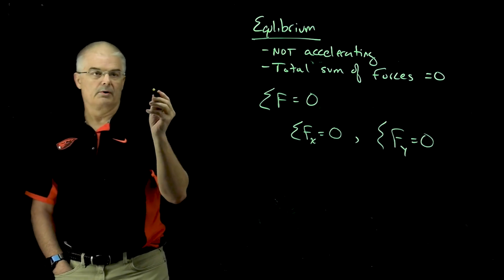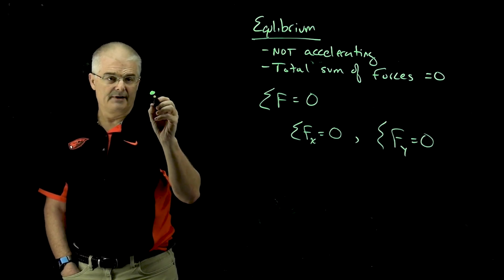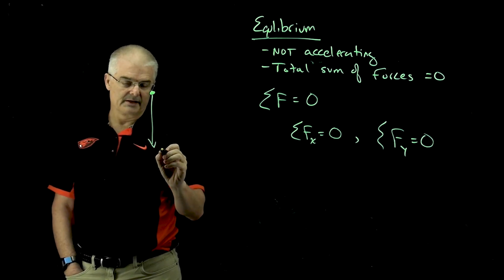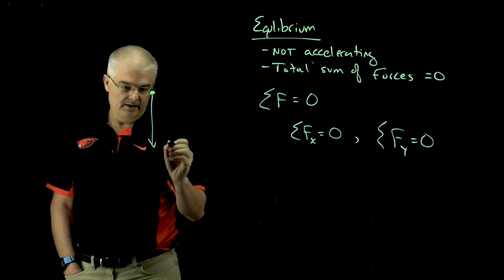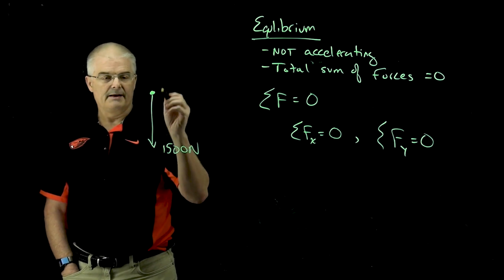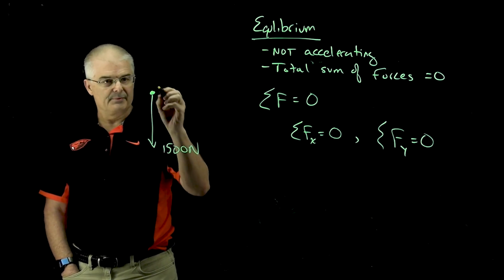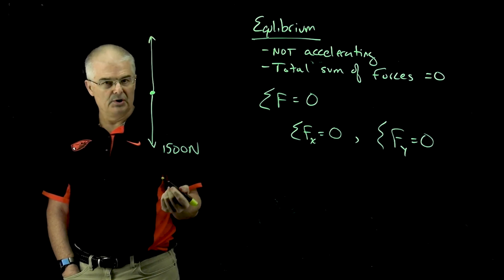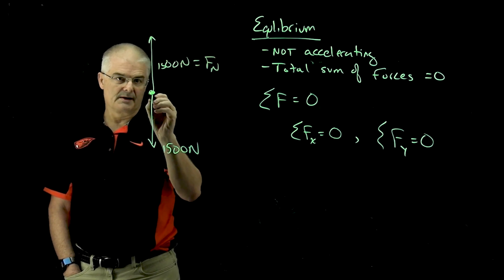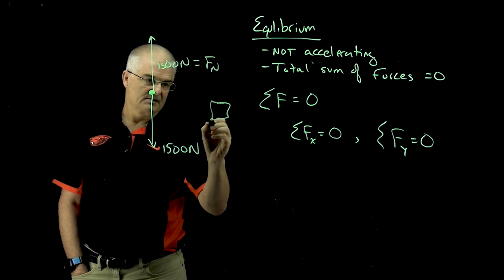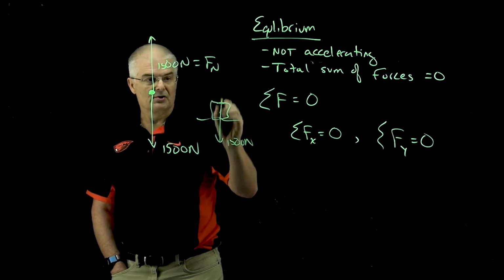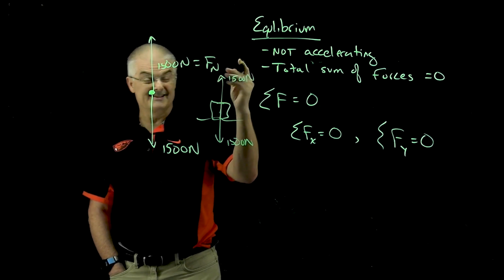So one quick example: if I have an object right here that has a weight, it's on the ground or something like that, let's say it's got a force of 1,500 newtons. If it's at equilibrium, it must have an opposing force of 1,500 newtons. This would probably be the normal force. If this is a box sitting on the ground that weighs 1,500 newtons, remember, weight is measured in newtons. Then, of course, the ground is pushing back up with 1,500 newtons because it's not accelerating.